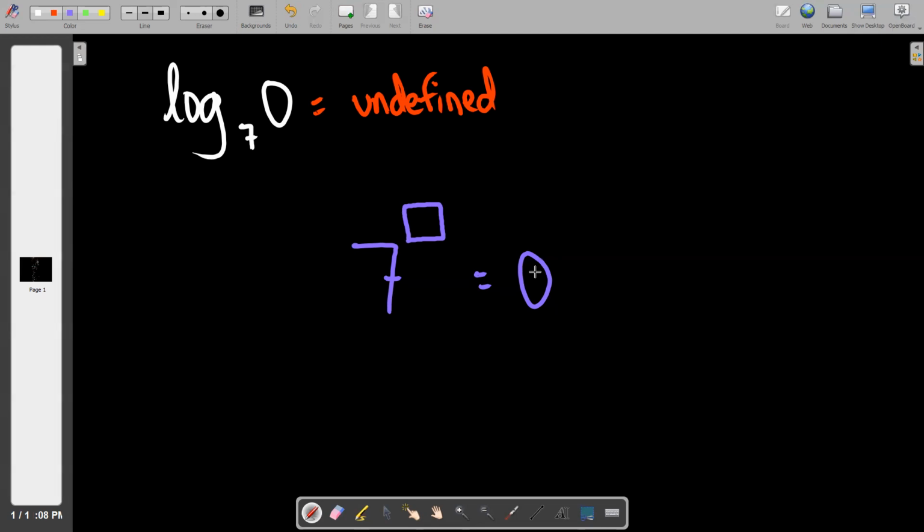If you raise 7 to some big positive power, it gets really big. And if you raise 7 to some negative power, it just becomes a fraction. It cannot become 0. So one of the rules that you're going to add to your notes right about now is that the argument of a logarithm cannot equal 0.